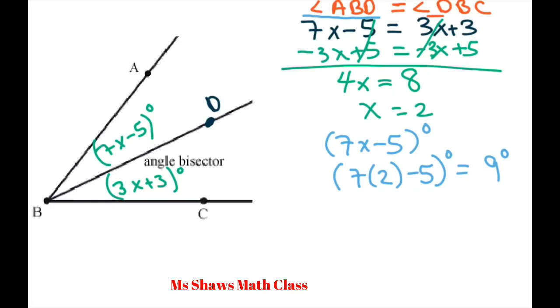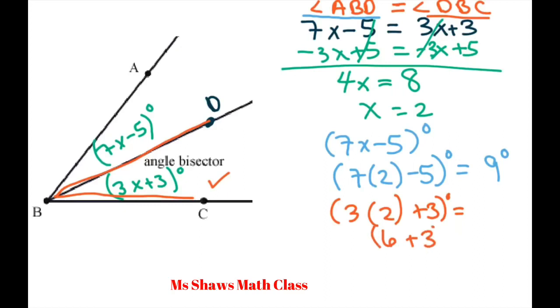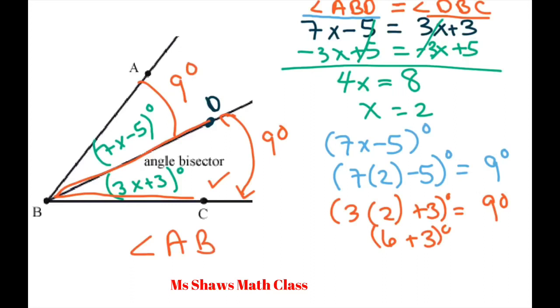All right, now for DBC, this one, we have 3 times 2 plus 3, and that gives you 6 plus 3 degrees, which equals 9 degrees. So this is 9 degrees, and this does match this one, which is 9 degrees. And if you wanted the angle of ABC, that would equal 9 degrees plus 9 degrees, which equals 18 degrees.